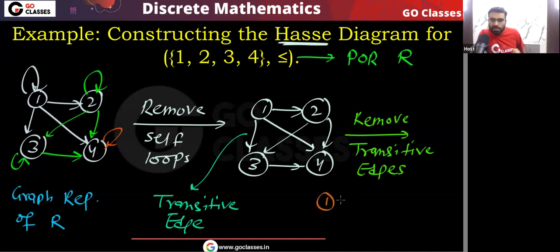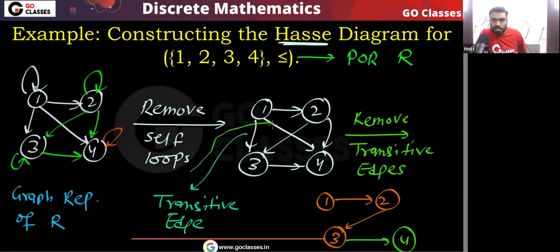So 1 will be related to 2, and 2 will be related to 3. I can remove this edge; this transitive edge is gone. Also remember 3 is related to 4. So 1 related to 3, 3 related to 4, then this 1 to 4 is also a transitive edge. Similarly, 2 related to 3, 3 related to 4, so this 2 to 4 is also a transitive edge. Basically, remove all the transitive edges. Finally, this is the structure you will get if you remove all the transitive edges.